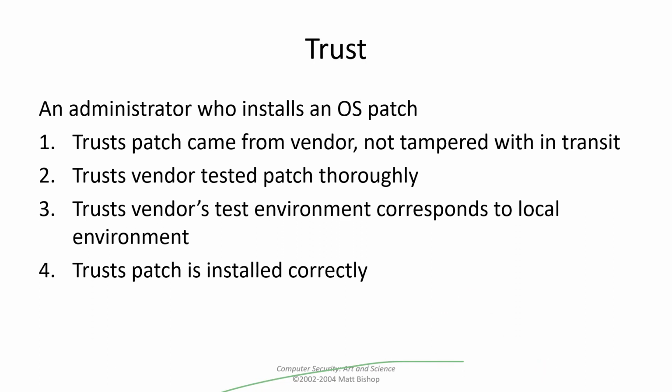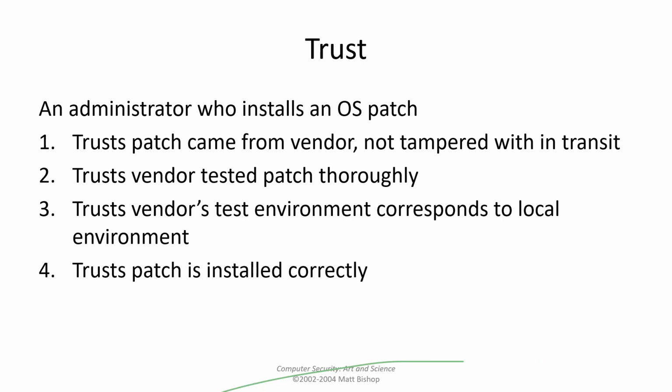On the second Tuesday of the month, Microsoft likes to update the operating system and it wants to update everything. So you trust that the patch comes from the vendor and not from somebody in some weird country sending it to you. And then, of course, you trust that the vendor tested that patch. If you get an update for any product that you run on your computer, you hope that the vendor tested that.